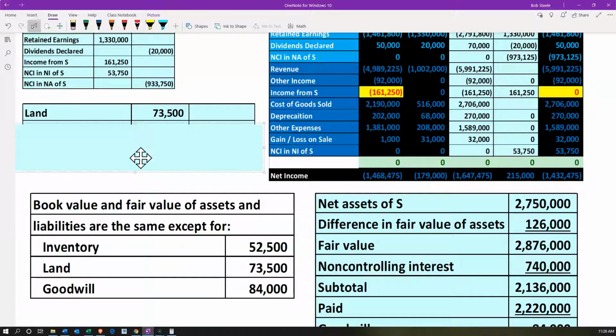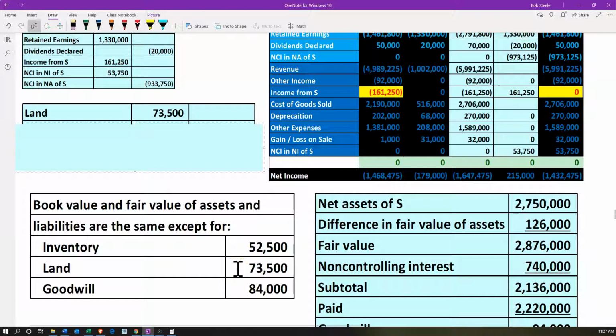So the differential when we first purchased, when P purchased S like 7 years ago in 2000X0, we had this differential, which was inventory, land, and goodwill. But then the inventory was sold, we assume, later because it's been 7 years. So that should be sold. And then the differential now should just be the land and the goodwill.